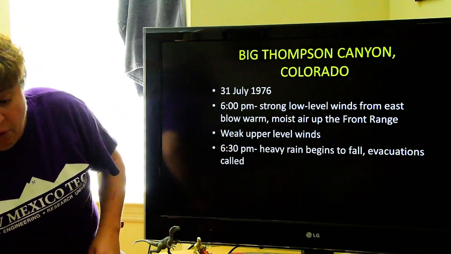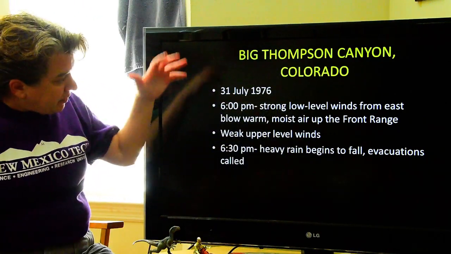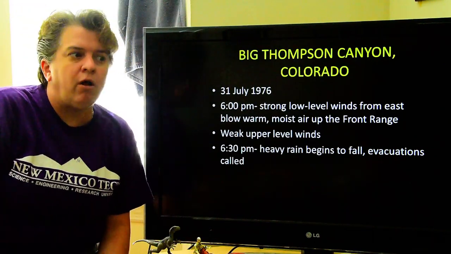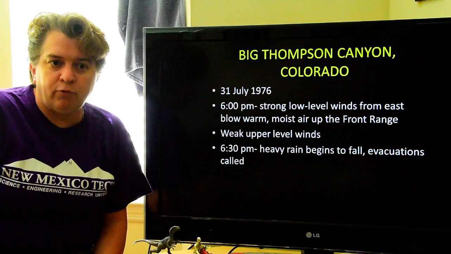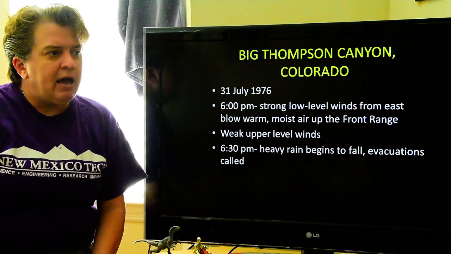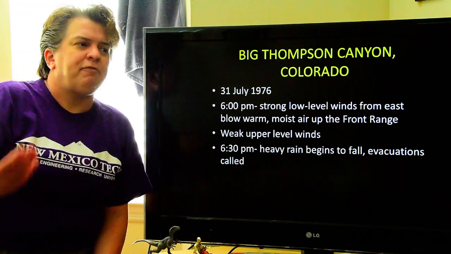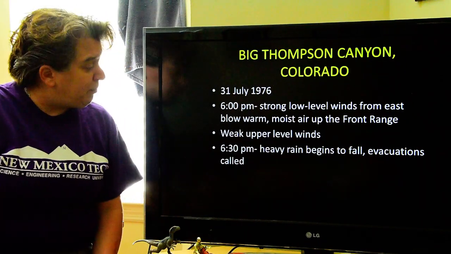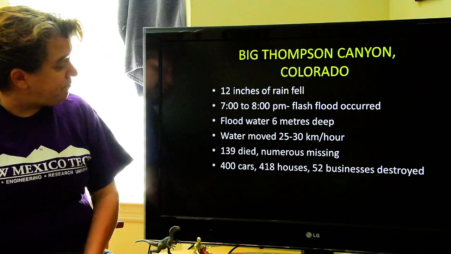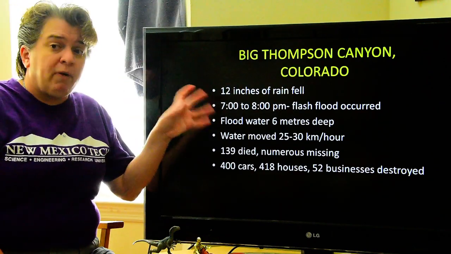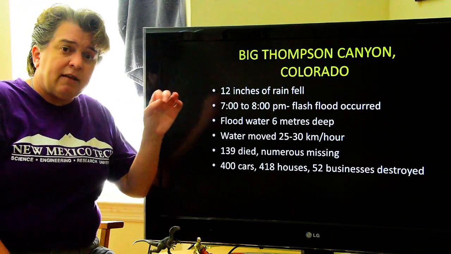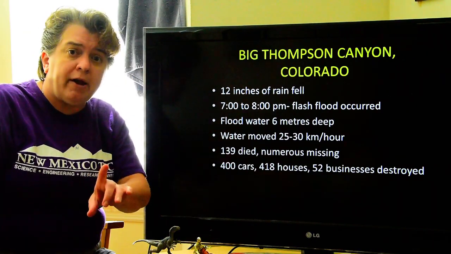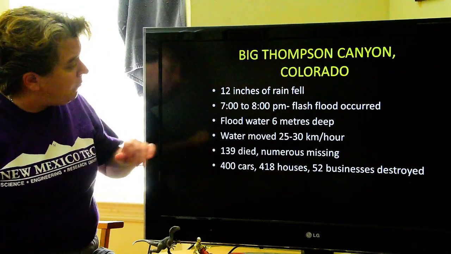These upper level winds weren't blowing, so this rainstorm sat there instead of moving out over the plains. Rain began to fall, and flood warnings were called, and people were told to evacuate this canyon, but because it often rained in the afternoon and usually nothing happened, a lot of people didn't listen. And so 12 inches of rain fell in this one area, and that's more than a year's worth of rain for that part of Colorado.